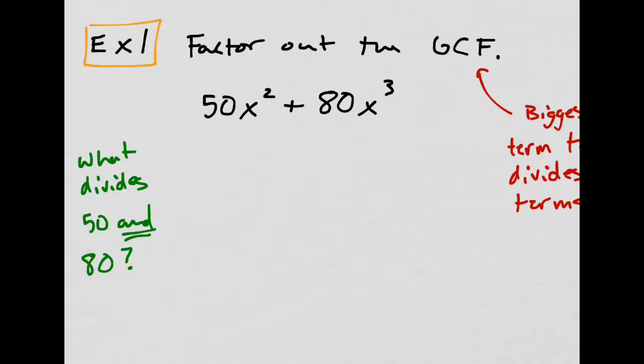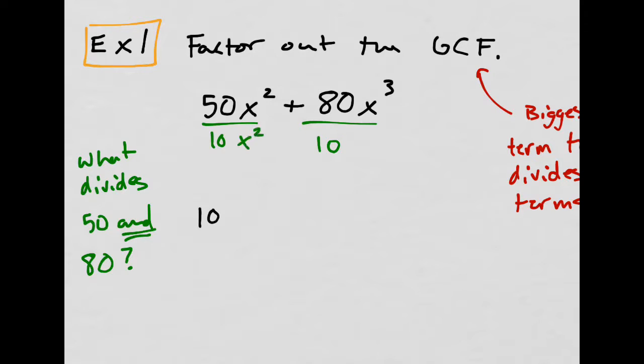Well, I know that I can divide by 10. So I'll divide by 10. Whatever I divide by goes on the outside of parentheses. That's something to remember. It's very important. So I have the 10. Maybe I have more also. What can I divide both of those numbers by? And then what's the smallest exponent that I have? Here, it's x squared. So I can also divide by x squared.